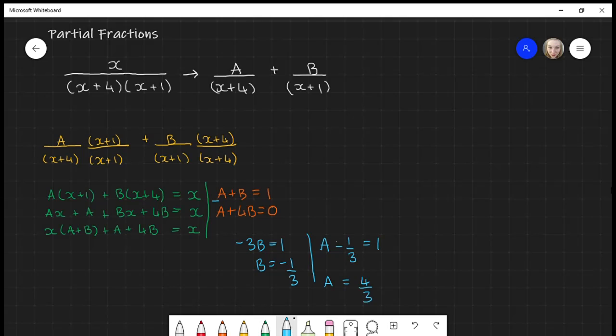Now that we have the values, we can put them back into this expression, and this will give us our partial fraction. So a is 4/3, and b is minus a third.